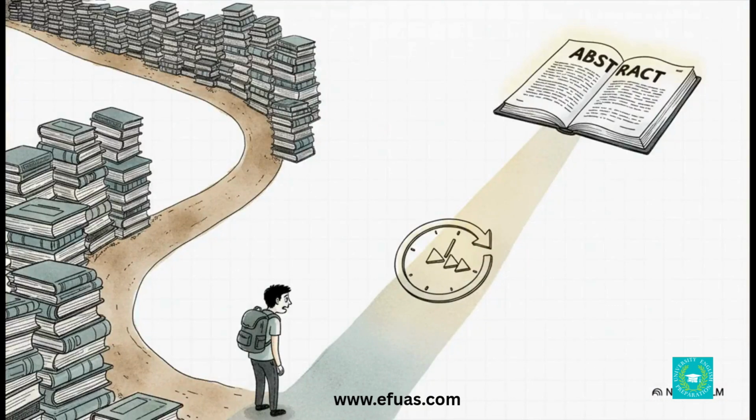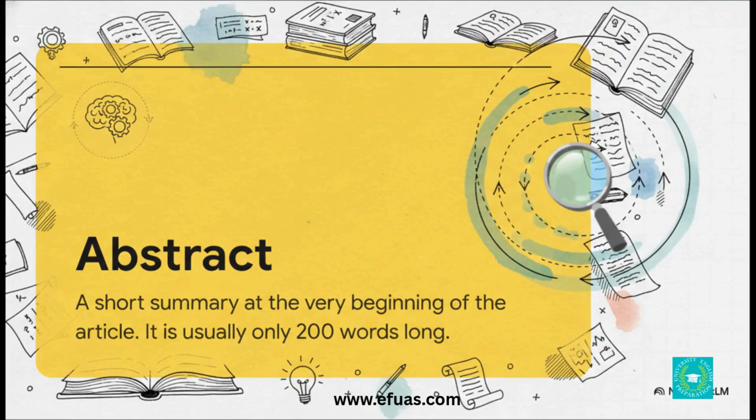So, what's the secret? Here's the pro tip that's going to save you hours of work. Before you read anything else in an article, you always read the abstract first. Trust me, this little paragraph is about to become your new best friend. So what's an abstract? It's just a short summary of the entire article, usually only about 200 words, and you'll always find it right at the very beginning, just below the title and the author's name. Its job is to give you the whole story in just a minute.